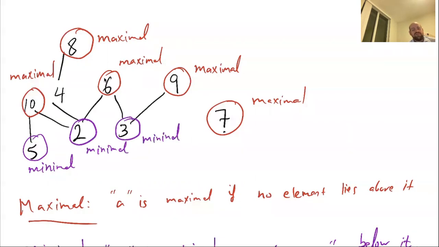What about 7? Well, 7, we saw it's maximal, but it's also minimal. Because it's an isolated point, as we said, nothing lies above it and nothing lies below it either. So at the same time, it's maximal and minimal.